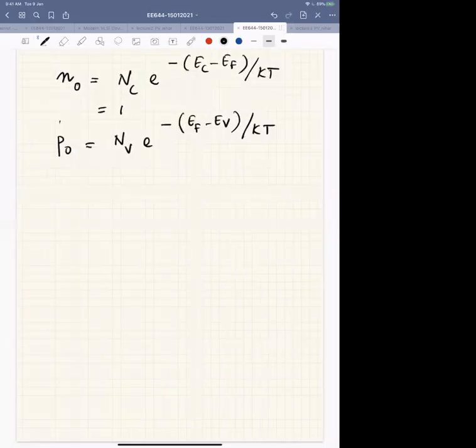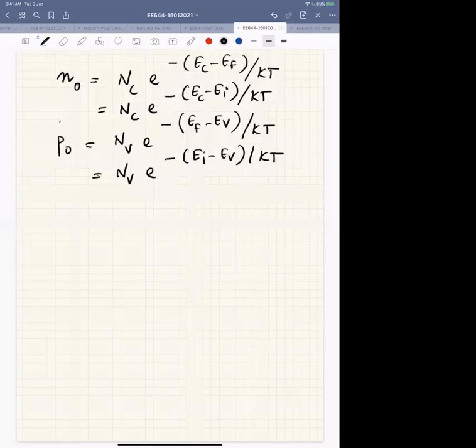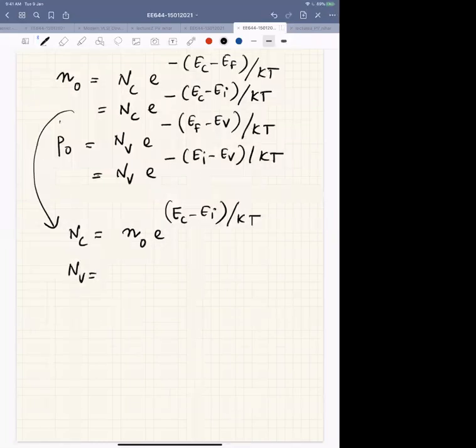So I could also write this as Nc, but this is only valid for an intrinsic semiconductor. You could write this equation only because it is intrinsic. The intrinsic energy level is the Fermi level of an intrinsic semiconductor. From here I could write Nc as nothing but n_i e to the power (Ec minus EI) by kT, and Nv is nothing but n_i e to the power (EI minus Ev) by kT.